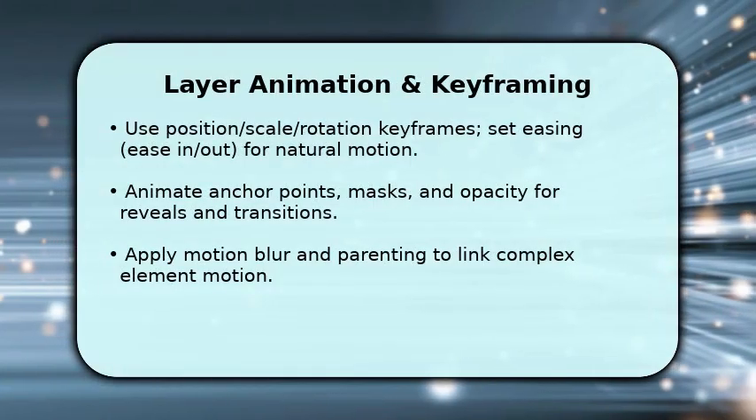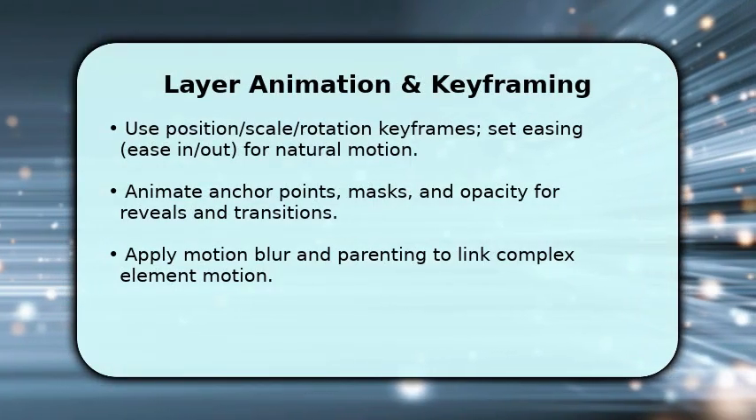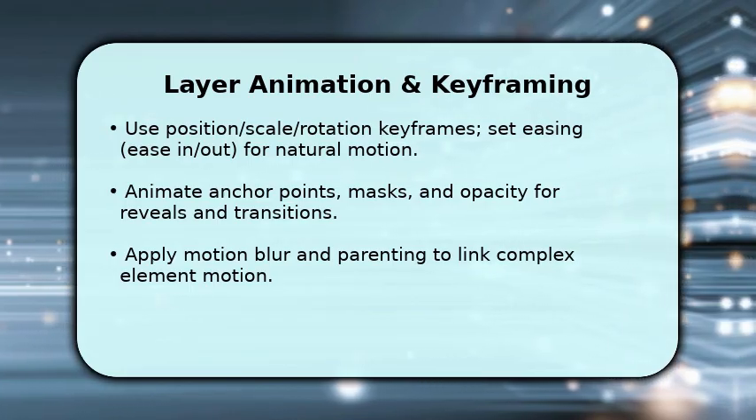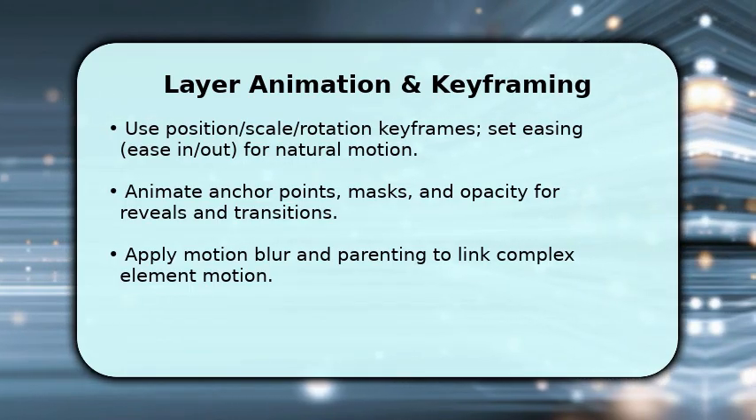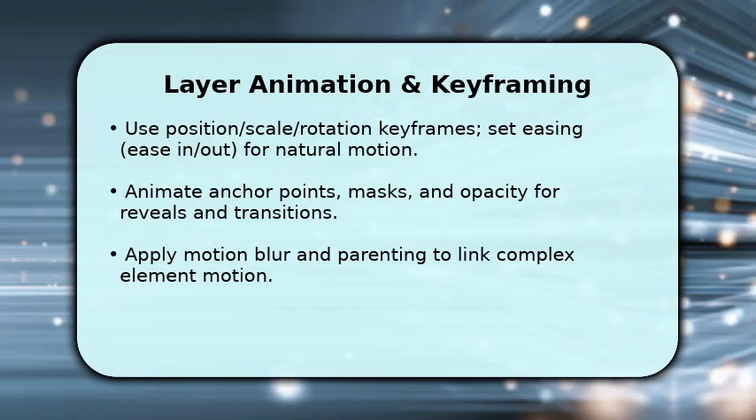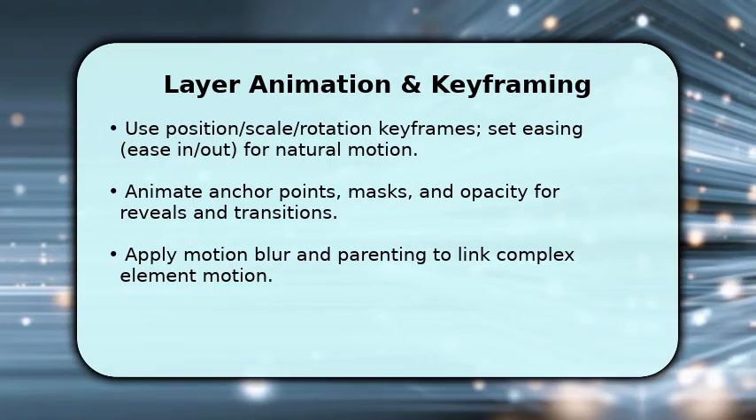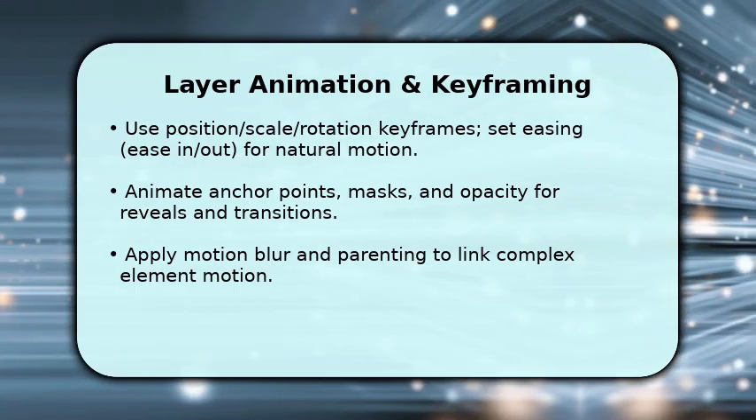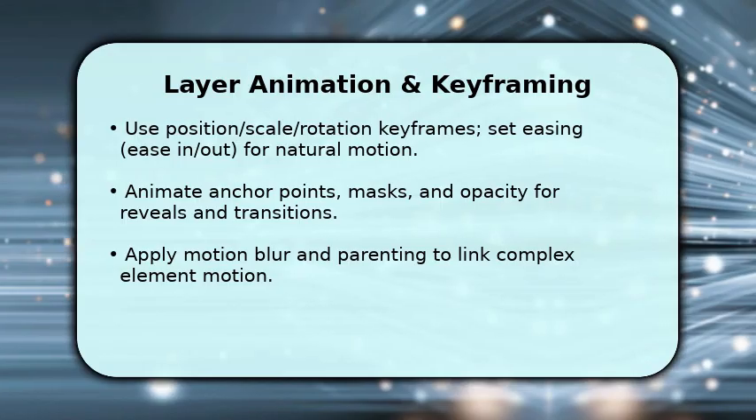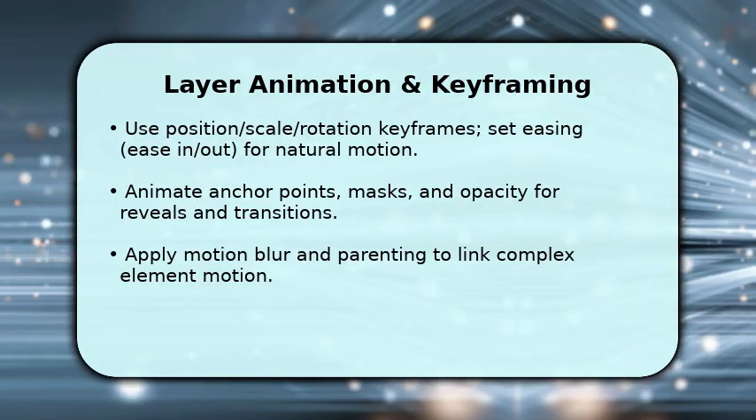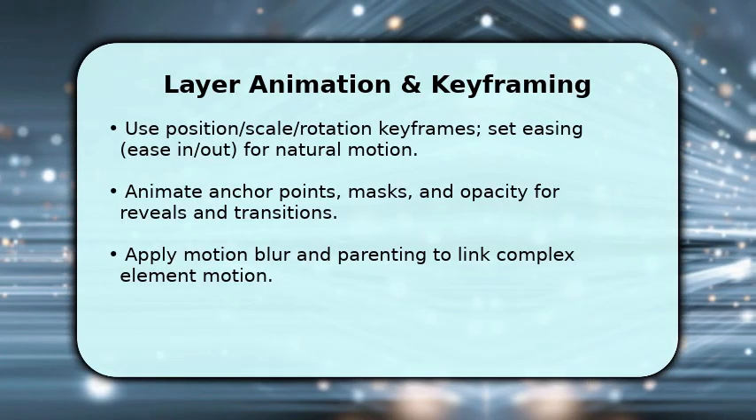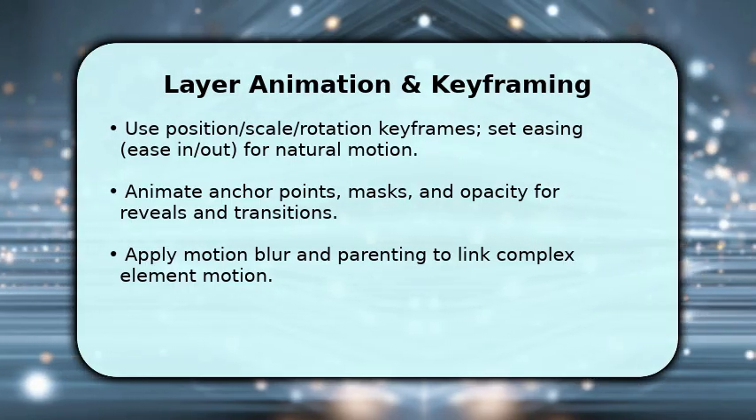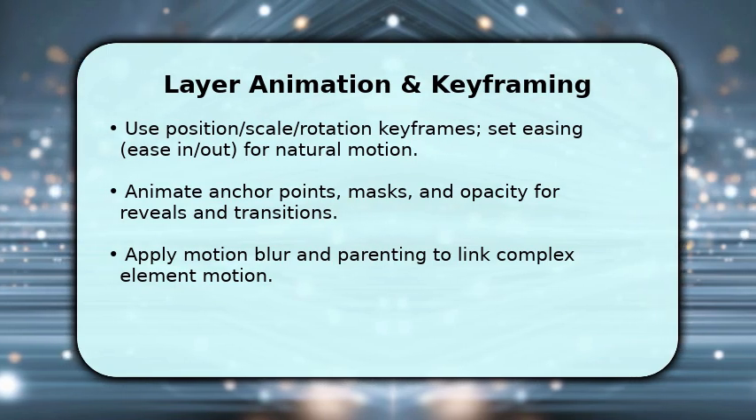Now animate the core elements. Select a layer and set position, scale, and rotation keyframes where movement begins and ends. You should adjust the anchor point before scaling or rotating so transforms pivot where you expect. Apply easing to keyframes, ease in and ease out, to avoid robotic starts and stops. Use masks and opacity keyframes for reveals and parent layers when multiple pieces should move together. This keeps timing consistent. Finally, enable motion blur for layers to add realism to fast motion.